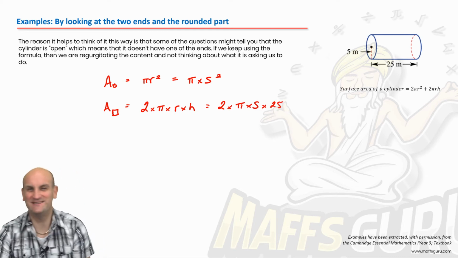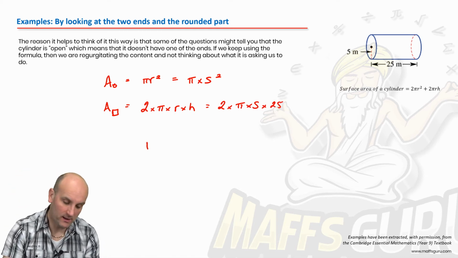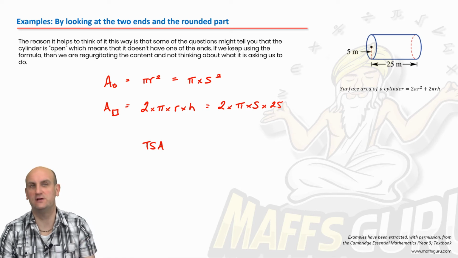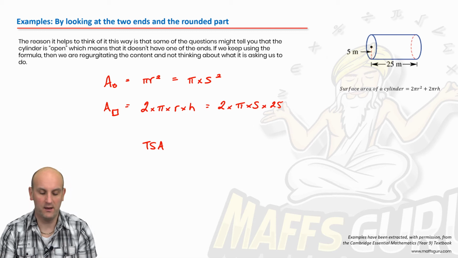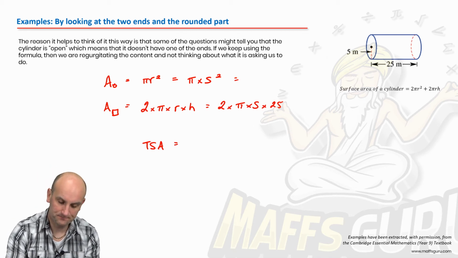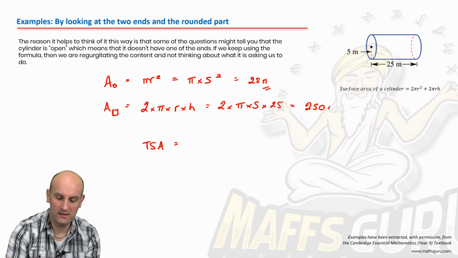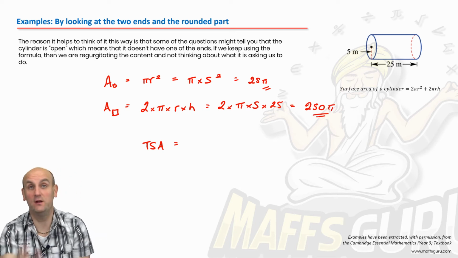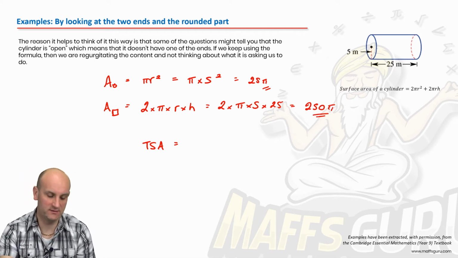Now you're going to say, but you're doing exactly the same thing. I know I am, but I'm doing it by thinking about the actual shape they've given me, so that later on, if they just tell me to find the curved surface area, I know what I'm doing. So the total surface area is equal to, well, that's 25 pi, writing it as an exact value. This here is 250 pi, writing it as an exact value. And if you don't know what I'm talking about with exact values, see previous videos.